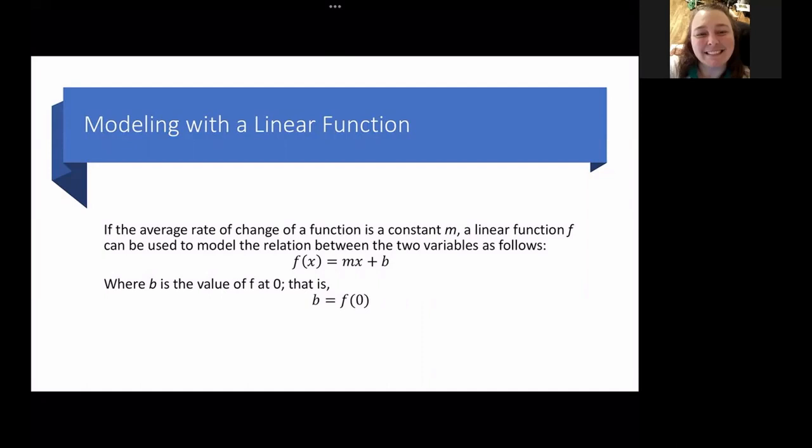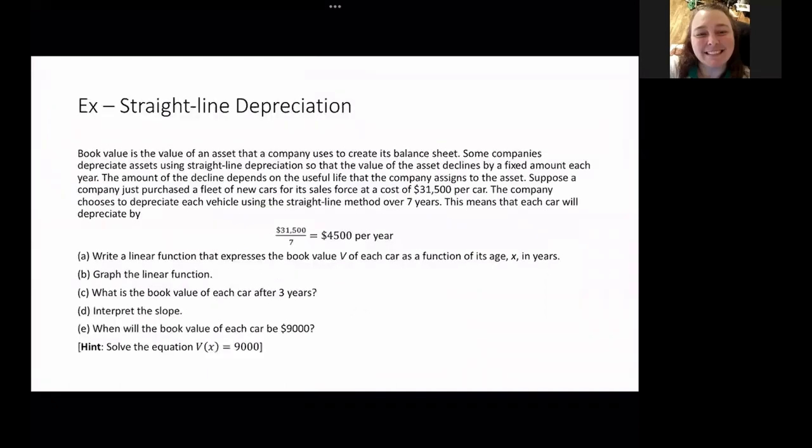We can use the variables given within a word problem to create an equation of a line, as long as we know what's going on. So what this is saying is if the average rate of change of a function is a constant m, a linear function f can be used to model the relationship between the 2 variables. We've already proved that. So now let's put it into what they're calling a model, or what most people call a word problem. For example, we're going to have a straight line depreciation.